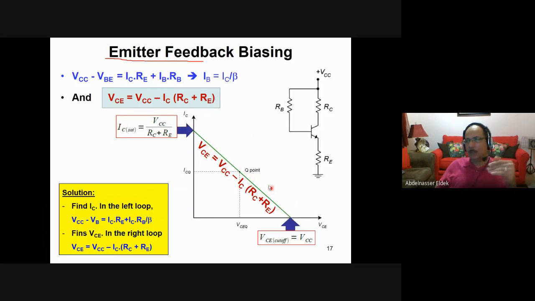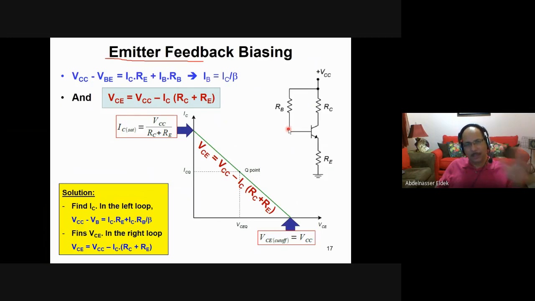The next step is to calculate the current IC and VCE. How do you calculate the current? Of course, you will not use this loop here. No, you will use the other one, because you calculate VCE using this one. So we have to go through this loop, from here to here. So the voltage VCC equal what? Equals the voltage across RB. What is the voltage across RB? It is IB times RB, and IB is IC divided by beta.